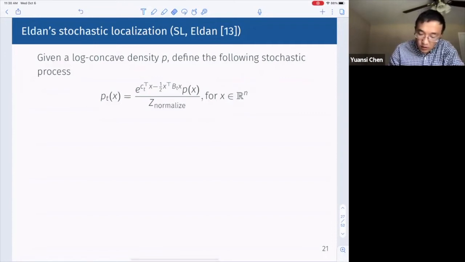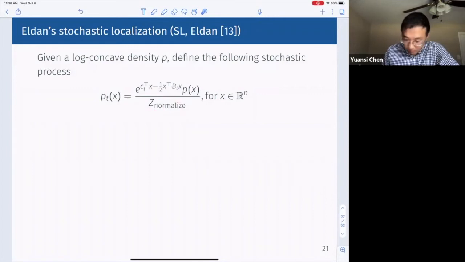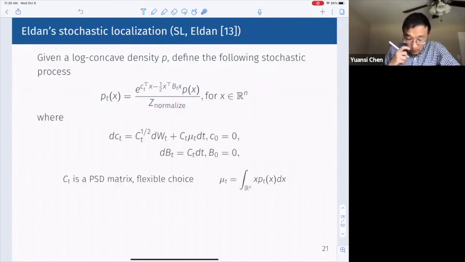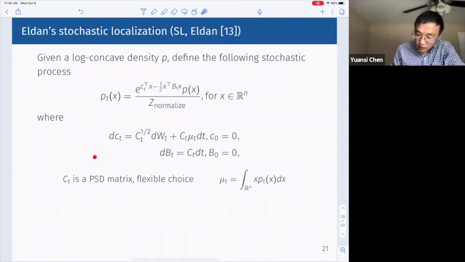So you start with a log concave density P, and then you iteratively multiply your density P with the Gaussian density with some covariance and some intercept we are going to specify. And then you divide by the normalization constant. So it's just like multiplying your density by a Gaussian. And the intercept and the covariance, the quadratic part, are specified by this stochastic differential equation.